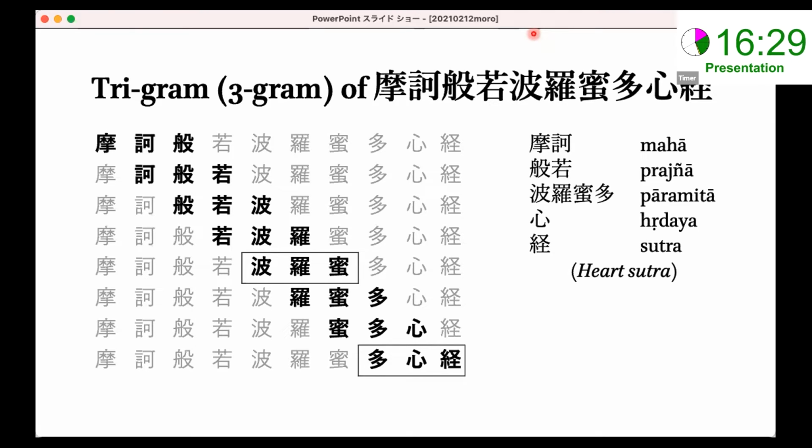And the bottom line, Duoxinjing, is meaningless as a translation of Sanskrit terms, but commonly used in East Asia as an abbreviation for this Heart Sutra. The rest of the 3-gram sequences have no meaning in Chinese. However, as we will see later, these seemingly meaningless connections of characters across word boundaries sometimes represent characteristics of the text. So we use N-gram models to discover such hidden characteristics.